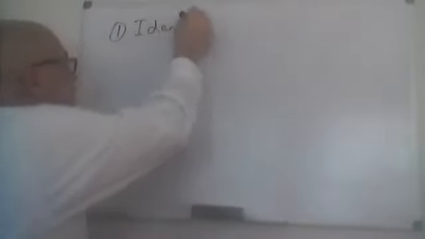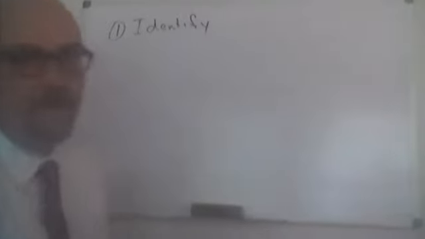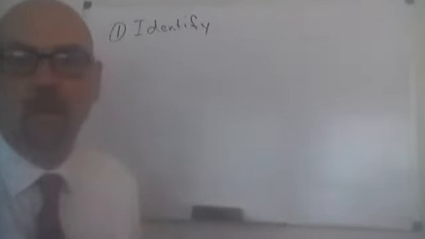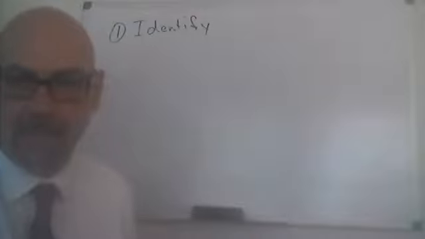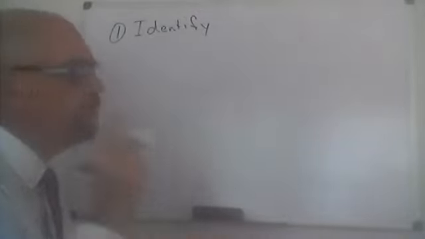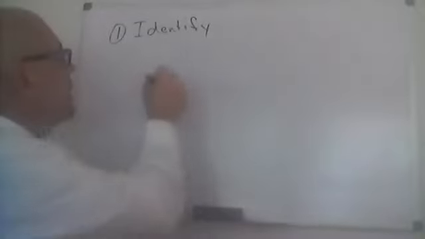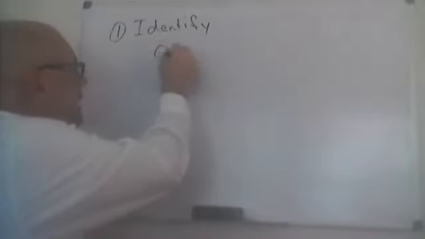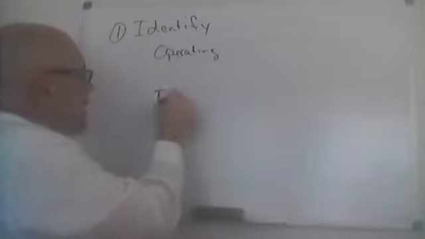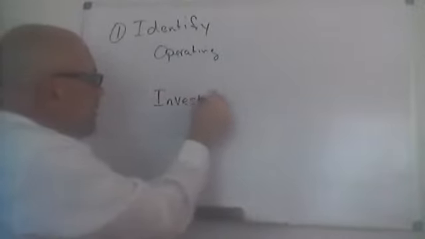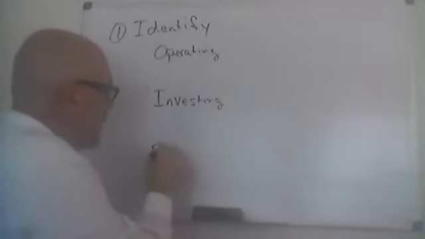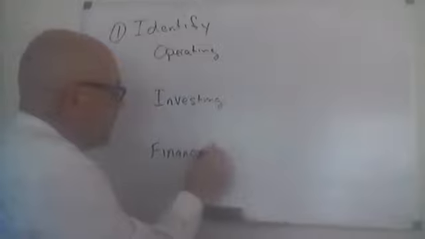Step one, identify. For the statement of cash flows, we are only going to be looking at cash transactions, stuff that makes cash change hands. And we're going to put them into three different categories. We're going to have an operating section, an investing section, and a financing section.